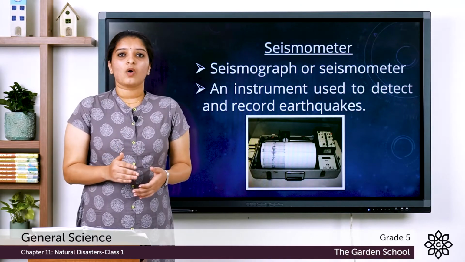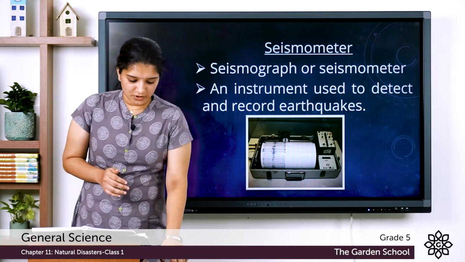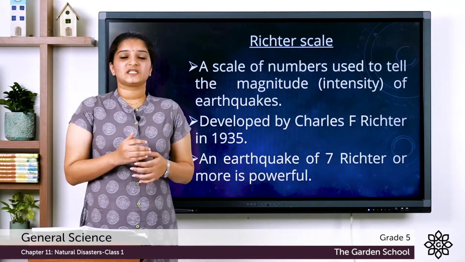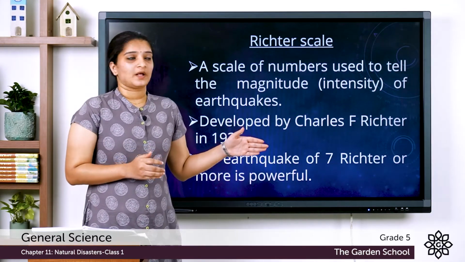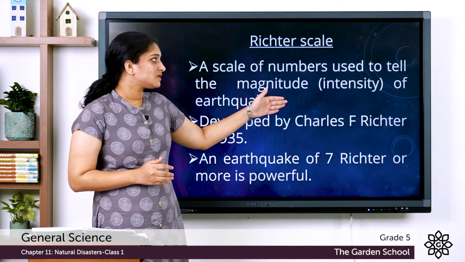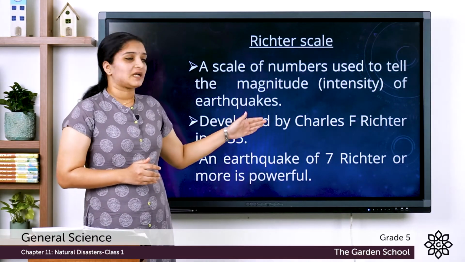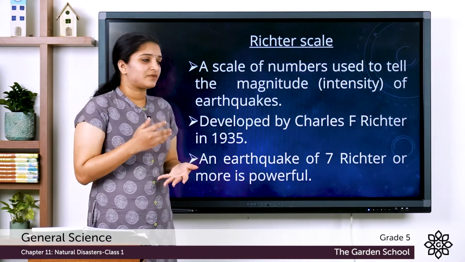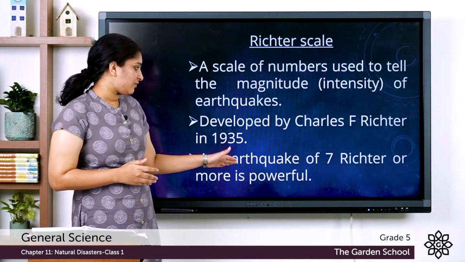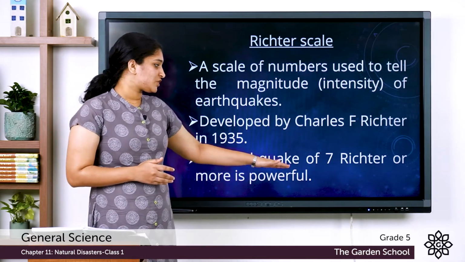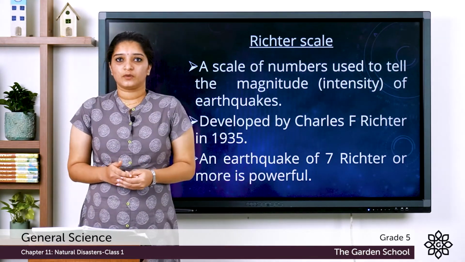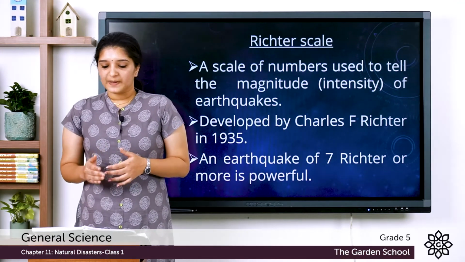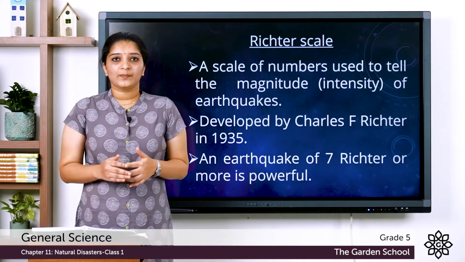Now let's see how the intensity of an earthquake can be measured. It is the Richter scale that enables us to measure the intensity or the magnitude of an earthquake. A Richter scale is a scale of numbers that is used to tell the magnitude, that is the intensity of an earthquake. It was developed by Charles F. Richter in 1935, and an earthquake of 7 Richter or more is very powerful. Usually the Richter scale has no upper limit. No earthquake has ever been registered on a scale above 8.6.